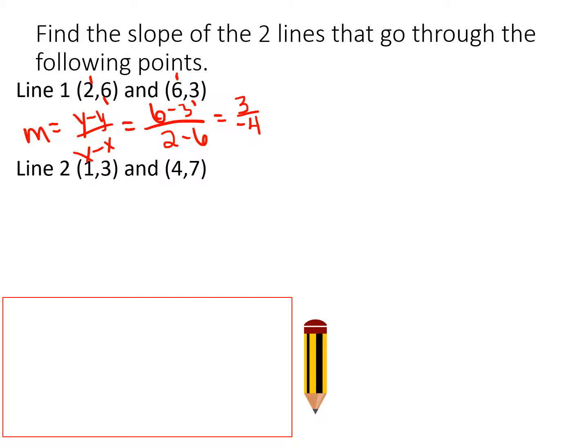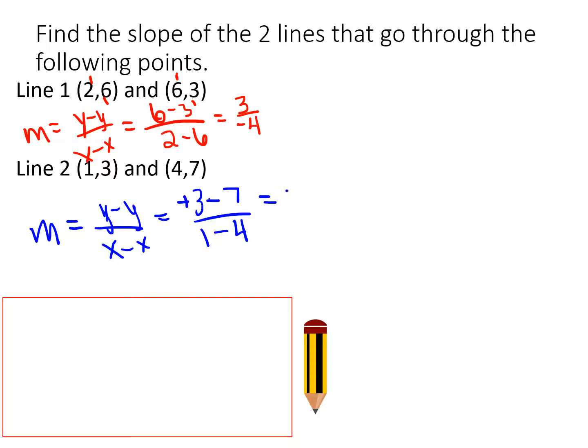Now for line 2, I'll do it in blue. We're going to do y minus y all over x minus x. So we have positive 3 minus 7 all over 1 minus 4. 3 minus 7 is a negative 4, and 1 minus 4 is a negative 3, which changes that to a positive 4/3, because we know two negatives getting divided turns to a positive.